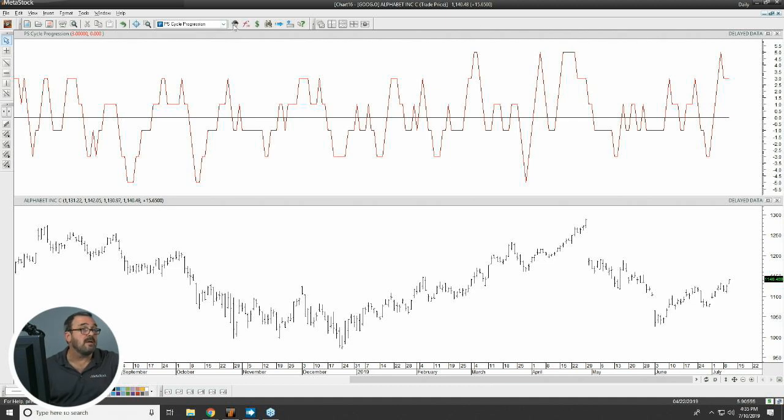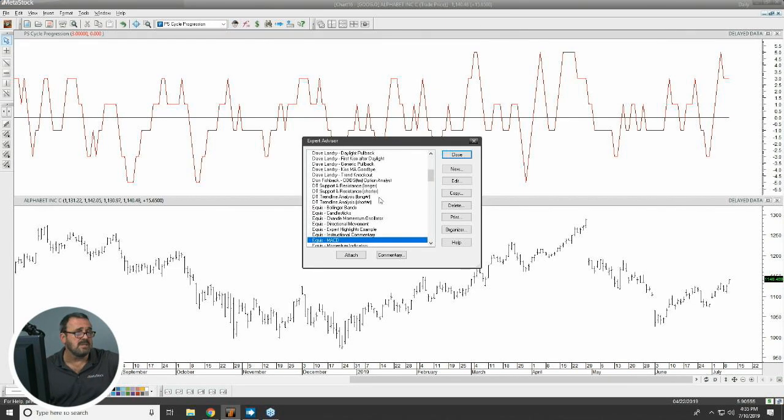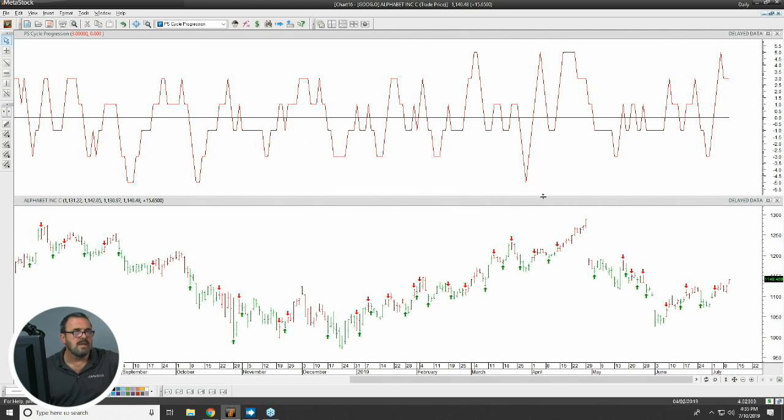So let's go ahead and add the expert advisor so we can see the buy and sell signals for this particular system. PS cycle progression, there it is. And say attach. Okay, now we clearly see that it is a crossover that you want to use to buy and sell for the system. So again, this is an educational process.